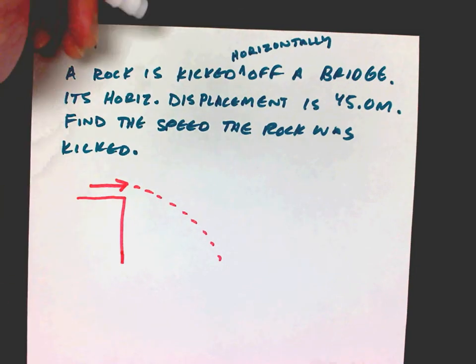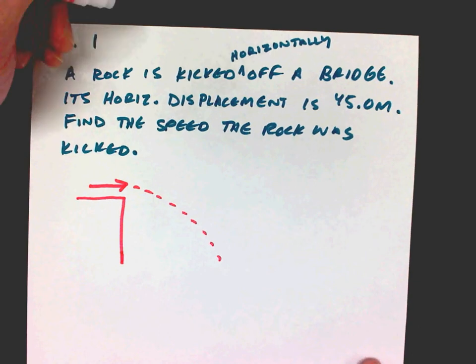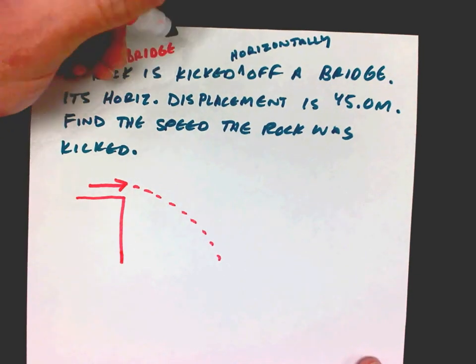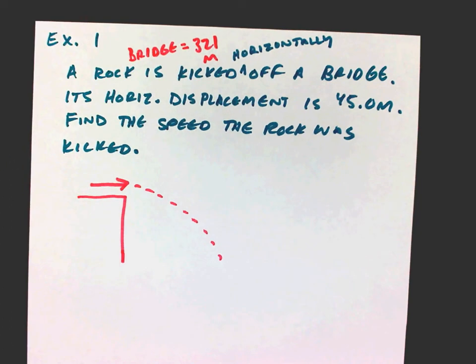I think we're missing something here. I incorrectly copied the problem. All right, so let's see. This bridge, we don't have enough information to solve it. This bridge is 321 meters. We'll just ad lib. It's all right. Everything's going to be okay.